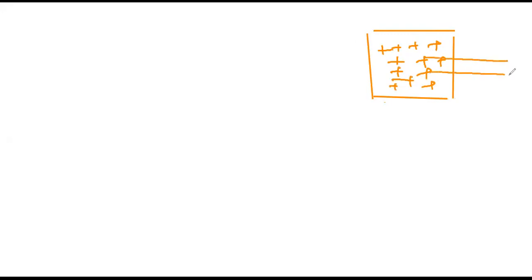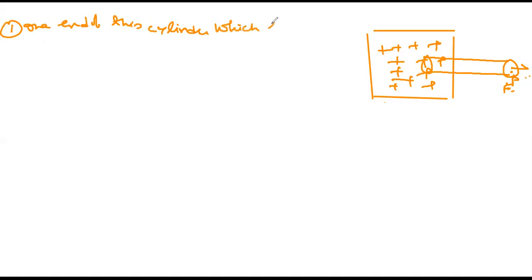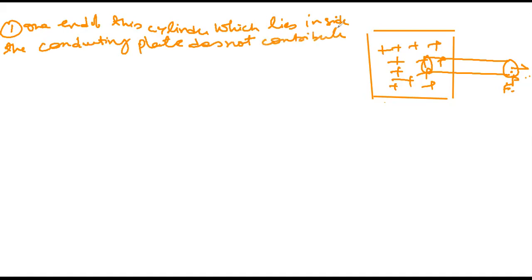We have made a small cylinder. Electric field E. This is plate P. One end of the cylinder which lies inside the conducting plate does not contribute to the electric flux.